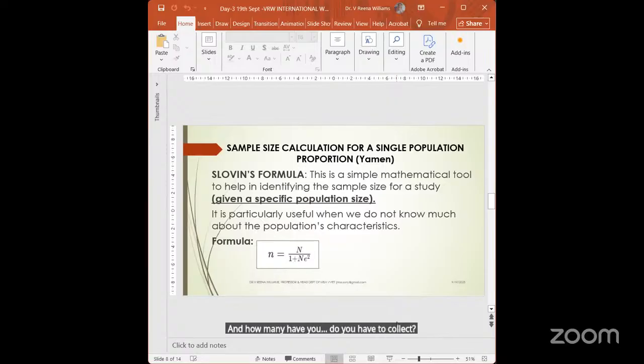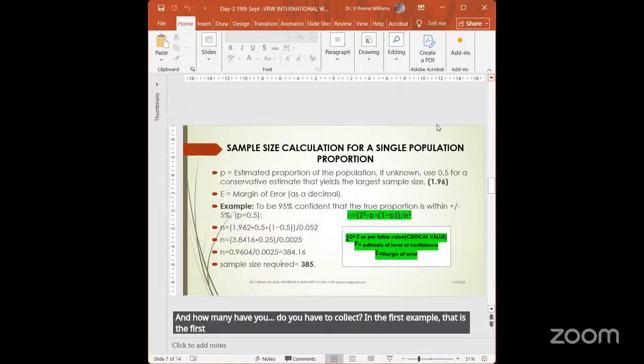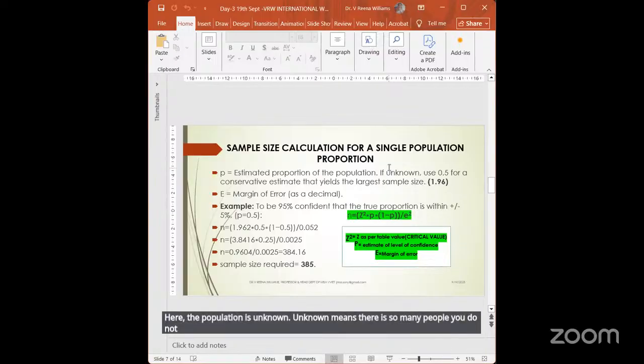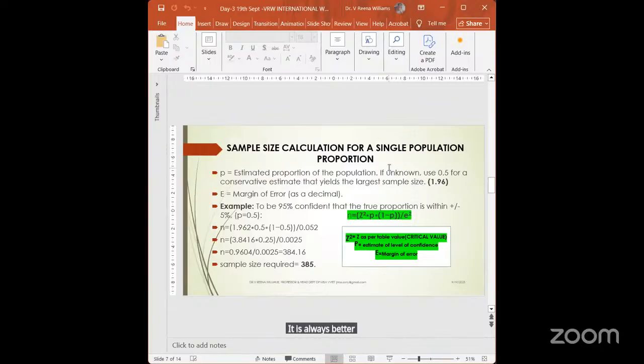In the first example, that is the first formula which I showed, here the population is unknown. Unknown means there are so many people you do not know how many there can be. So in a place like Mysore, there may be 3 lakh, 4 lakh. But then if you take more, it is always better. You're taking an area, right? You're not going to the whole of Mysore city. You're taking an area. So in that case, 385 is quite sufficient.